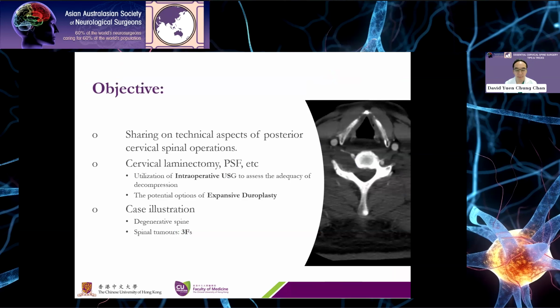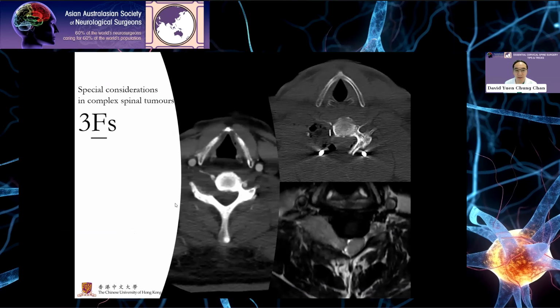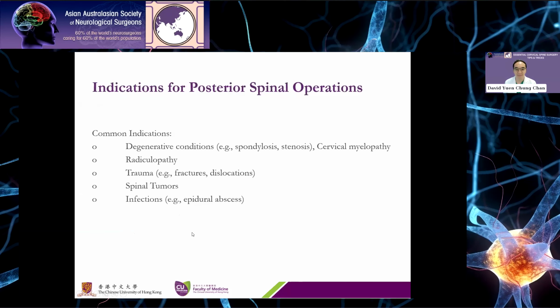and also, in some patients, consideration of the potential options of using Bensile neuroplasty, and I'd share cases on degenerative spine and also on some of the more complex spinal tumors with our 3Fs in some of the more challenging complex spine cases. Utilizing, in addition to laminectomy, we can consider facetectomy, fusion and aiming for functional preservation.